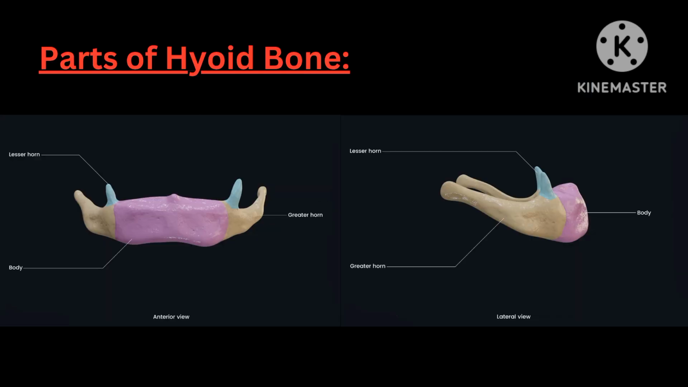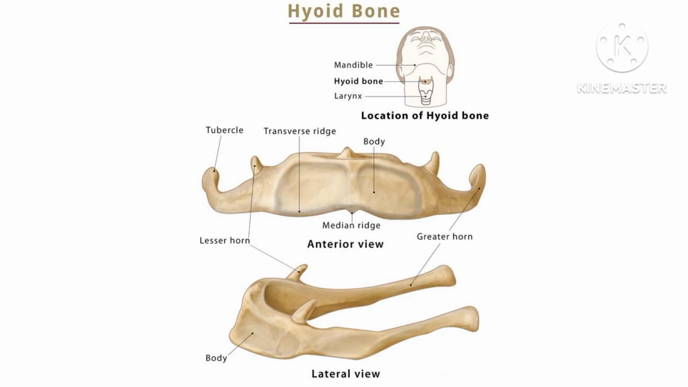The hyoid bone consists of the body or central part, which is the largest part, forming the base of the bone. The hyoid bone has greater horns, greater cornua, which are two long projections extending posterolaterally. And lesser horns or lesser cornua, which are two small projections extending upward from the body. Now we'll discuss its parts one by one.